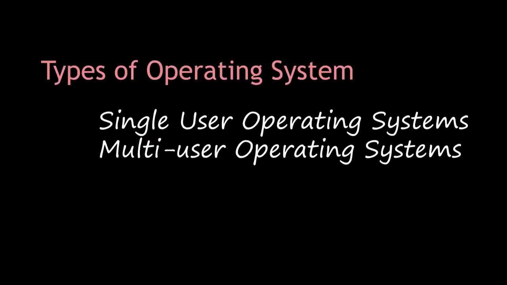We have two types: single user operating system and multi-user operating system. Okay, single user means this operating system will allow only a single user to perform a task at the same time. That is a single user, single task operating system. Like MS-DOS is an example of single user. That means only a single task can be operated at the same time.